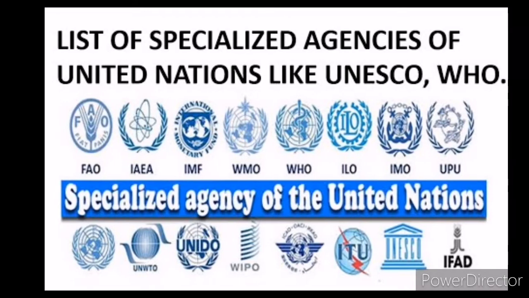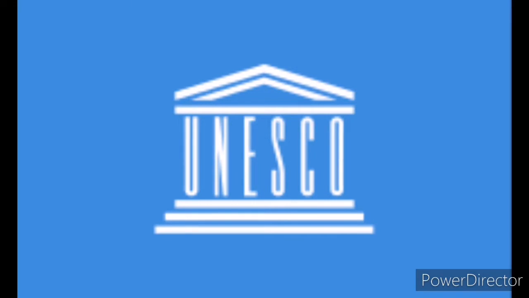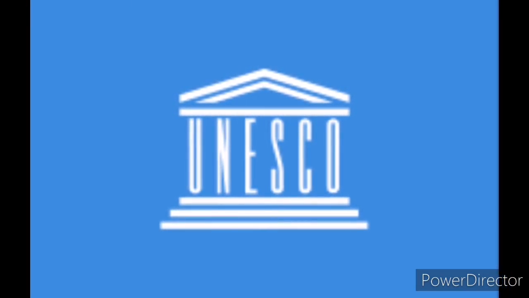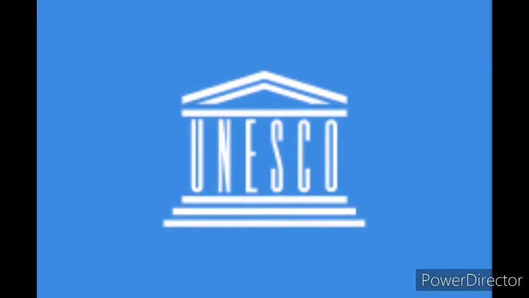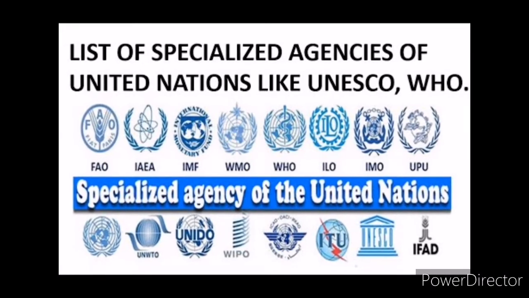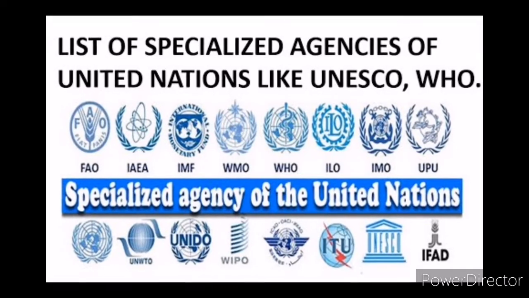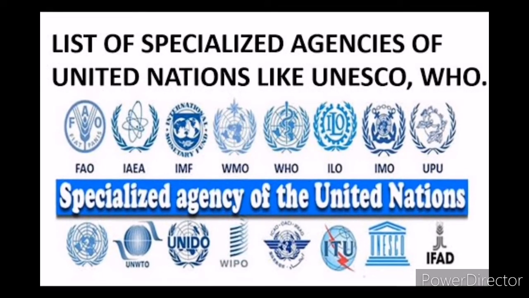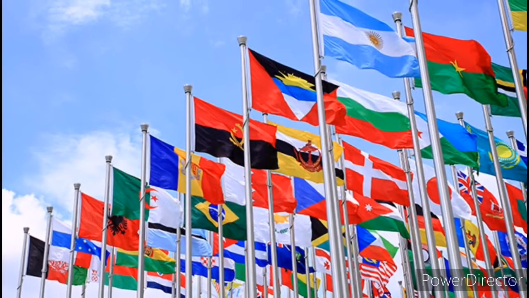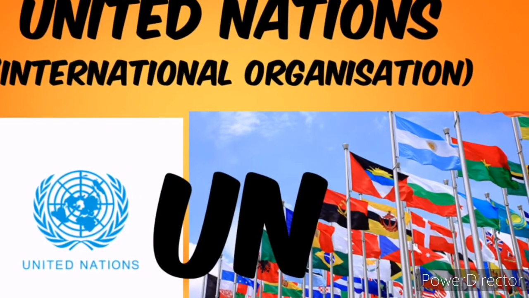UNESCO, United Nations Educational, Scientific and Cultural Organization, which works for the development of education, science and culture, and also works to promote education in Pakistan. UNWTO, United Nations World Tourism Organization. All these agencies work for the development of the world and promote peace and mutual cooperation. Here's the brief introduction, purpose, objective, and foundation of the United Nations.